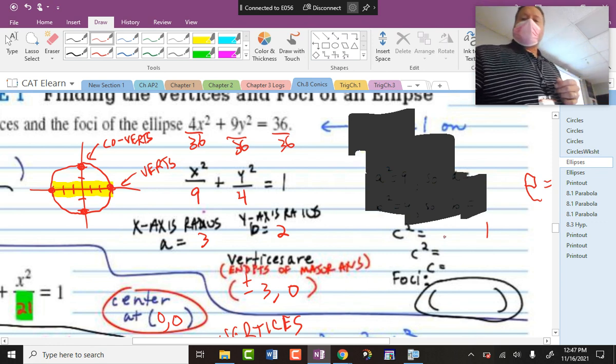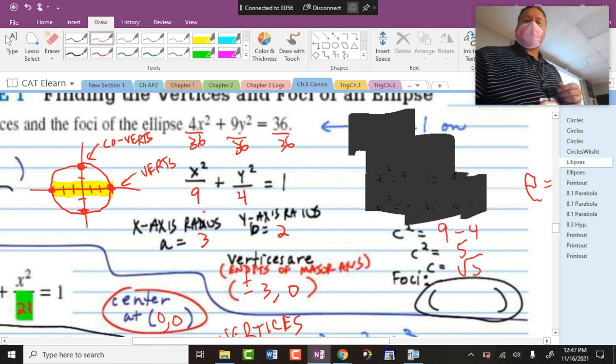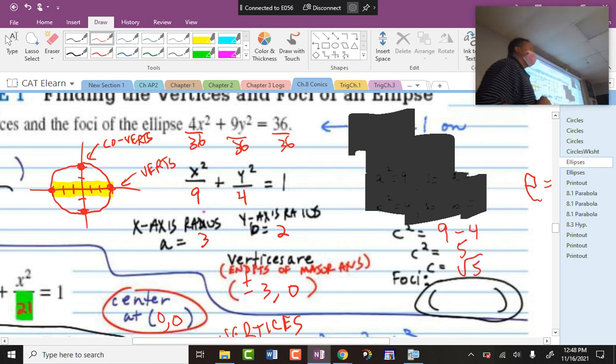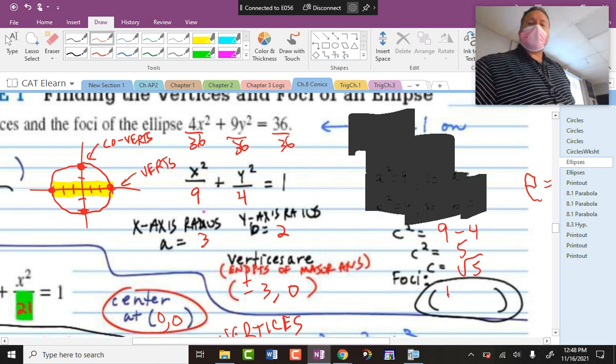But here we go with the foci. 9 minus 4, which is 5, square root of 5 when you're done. Okay, which way do I move square root of 5? Right, left, or up, down? 3, 2, 1, go. Right, left, because you're on the major axis. So actually the foci are plus or minus root 5, comma 0.